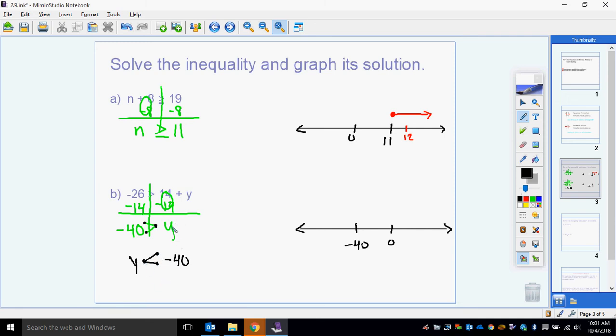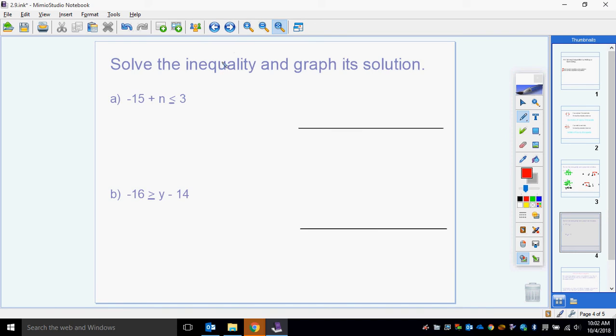Okay, so we want y's that are less than -40. Those y's that are less than -40 are down here, such as -50. And if I want the less than symbol, I need an open circle, not a closed circle. Okay, so this graph represents this inequality.